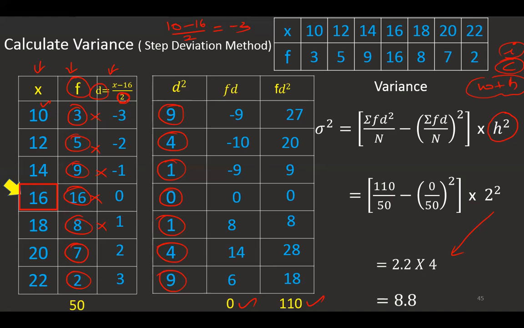Okay, variance for discrete series. So we have studied three methods here: direct method, shortcut method and step deviation method.